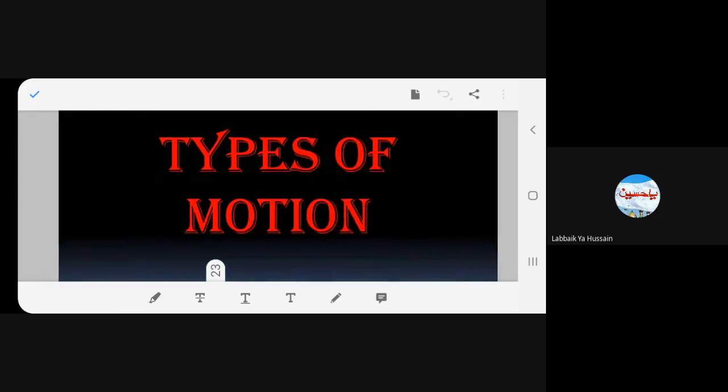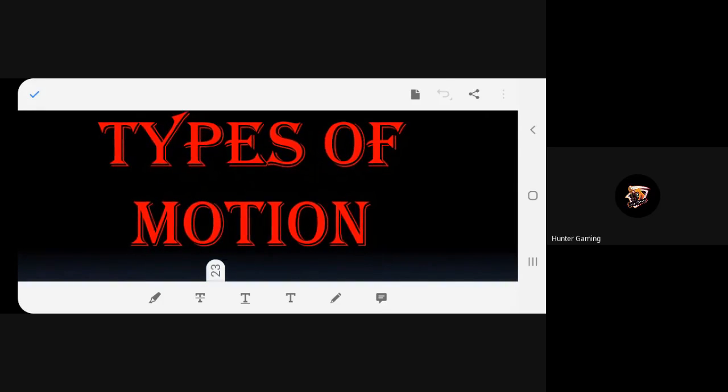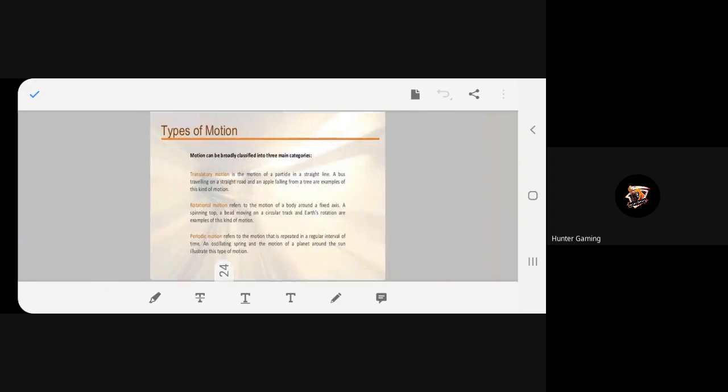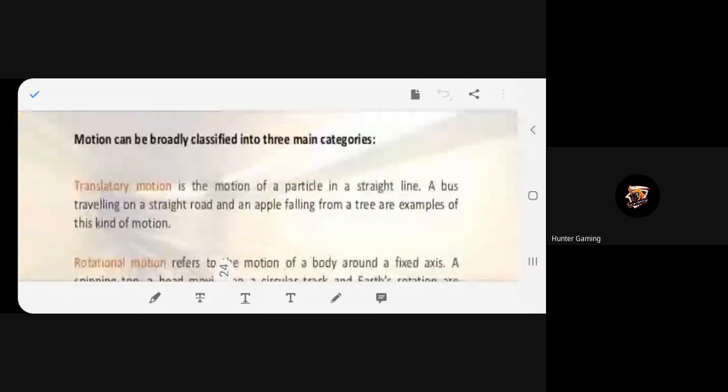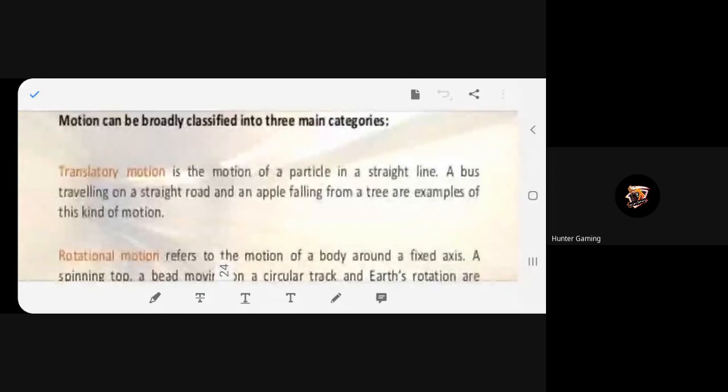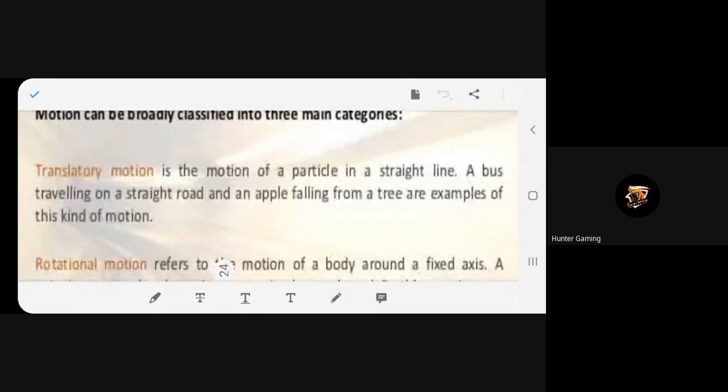Now we'll see types of motion. What we did right now were the parts of motion. We started with distance, displacement, speed, velocity, and acceleration was the last. Everything is over now. Now we'll see types of motion. It can be classified into three categories. Please read.